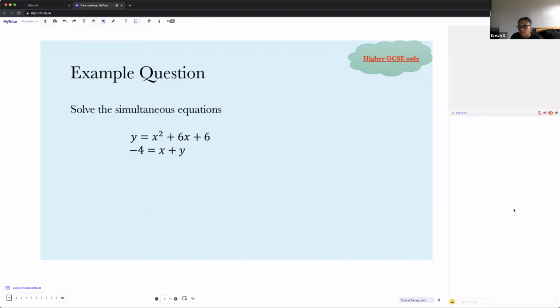Someone asked, how many marks is this question worth? Well, this question would probably be worth at least 5 marks, I would say. It's worth a lot of marks, and to be fair, it would come up towards the end of your higher paper because it takes a lot of time to work out. It's quite challenging.